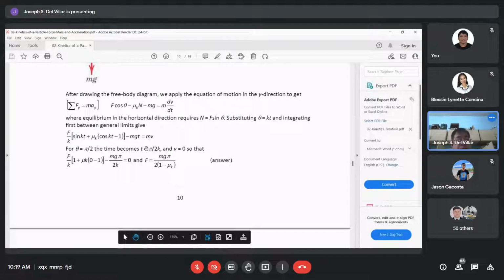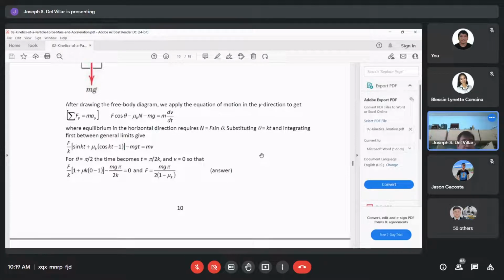And then, after that, yung theta na, no? For theta is equal to pi over 2, the time is equal to pi over 2k. And velocity is 0. Kasi magre-rest uli yung collar, no? Based from the given. Okay?